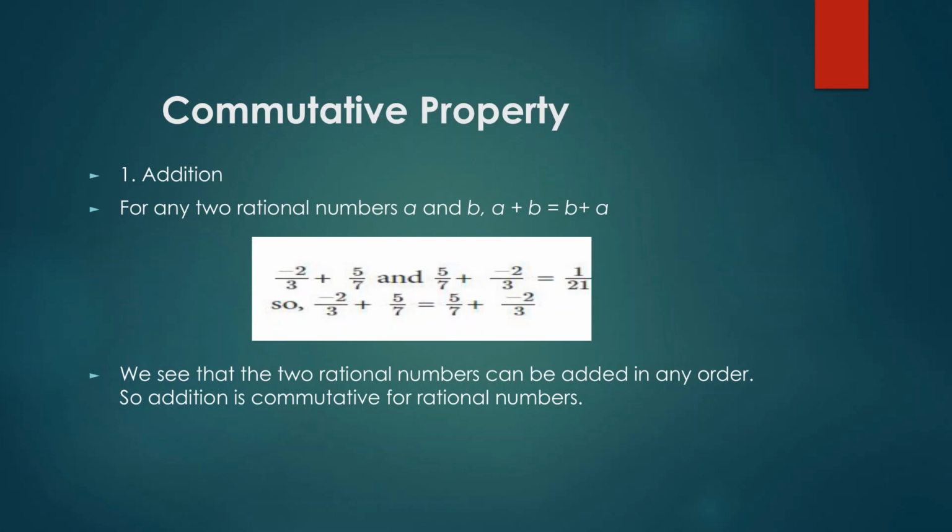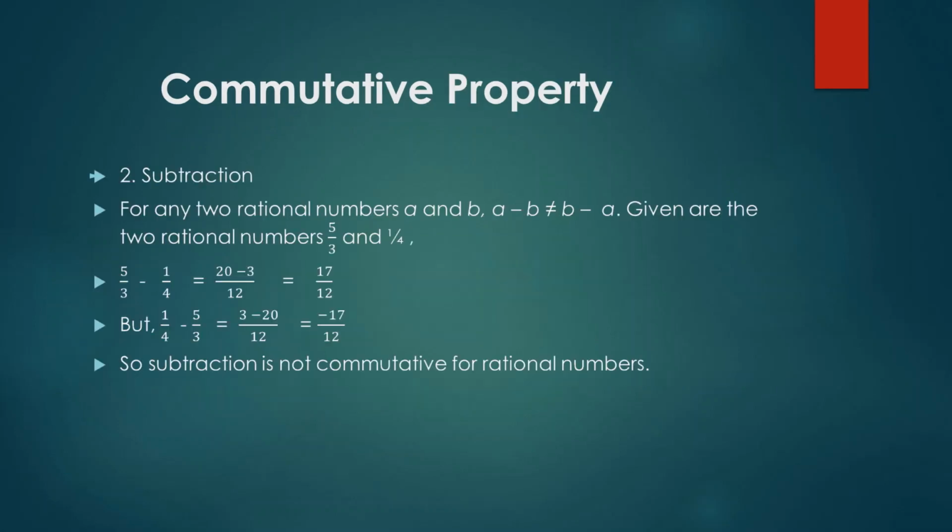So we can see that the two rational numbers can be added in any order. So addition is commutative for rational numbers. Next is commutative property under subtraction. For any two rational numbers a and b, a minus b is not equal to b minus a. Means subtraction of two rational numbers is not commutative.